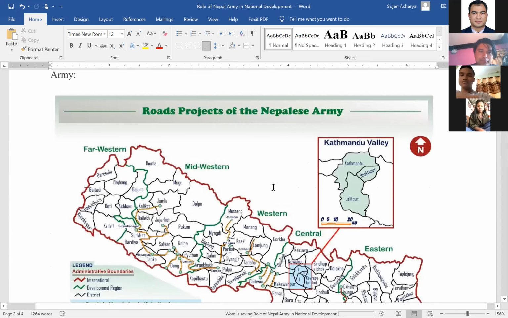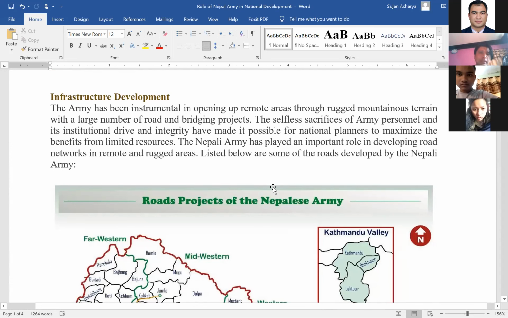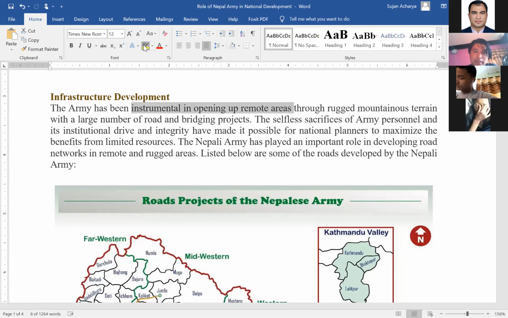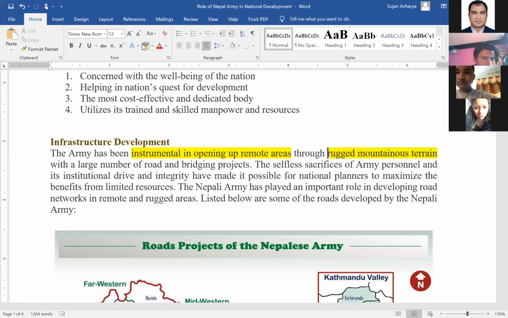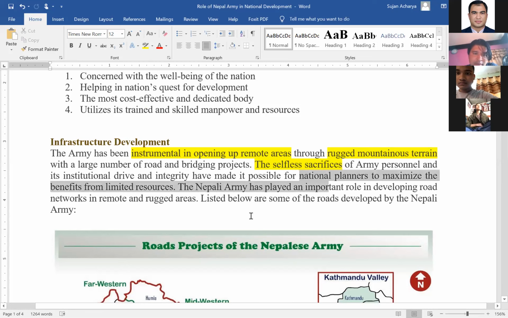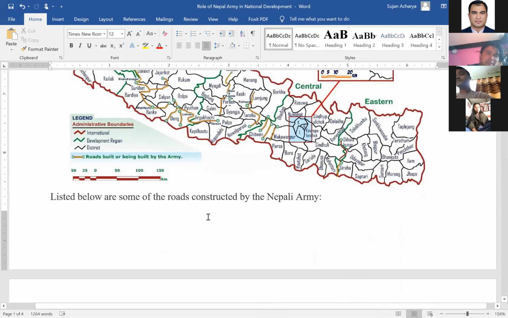Now have a look. Nepal Army has been instrumental, meaning important, playing an important role, opening up roads in remote areas through rugged mountain terrain, the selfless sacrifices help the national planners to maximize the benefit of limited resources of the country, developing road networks in rugged areas. And here is the summary.